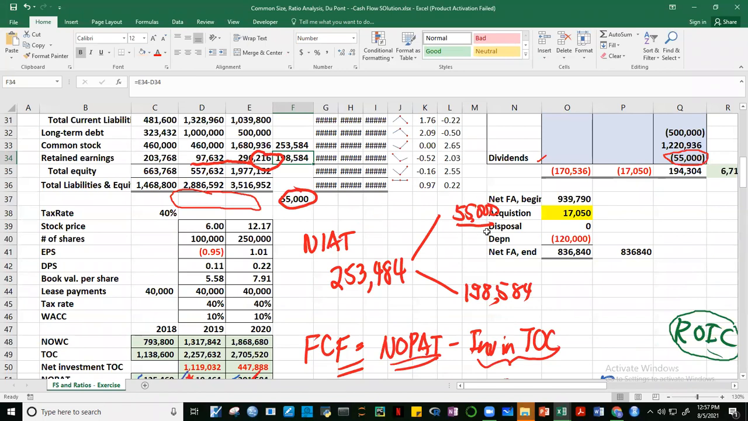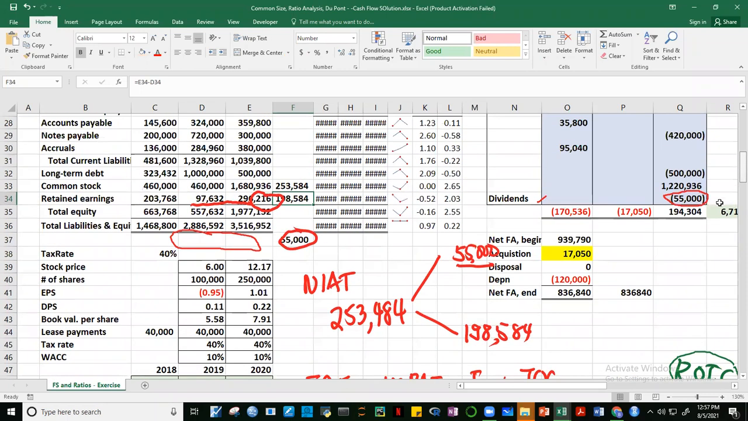Therefore, how much went to dividends? Because there are only two places this can go. Either it's distributed as dividends or it flows back to operations in the form of retained earnings. So 253,584 minus 198,584, you get 55,000. So that's your dividends. That's what we have here, dividends of 55,000.